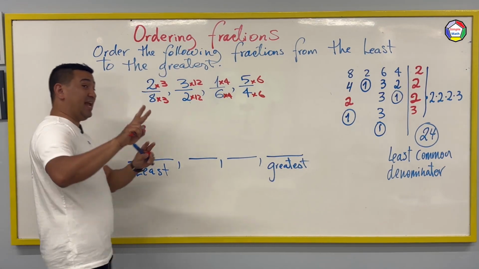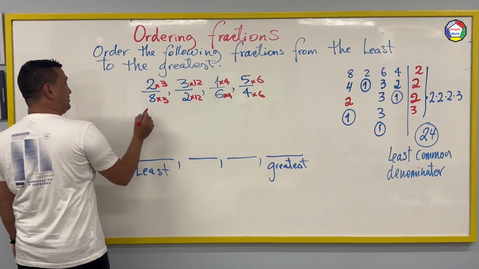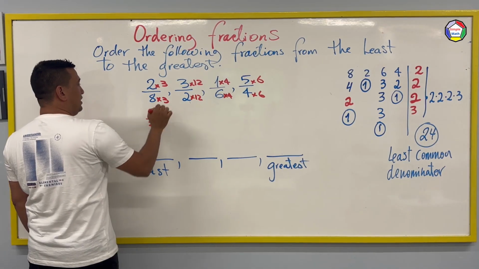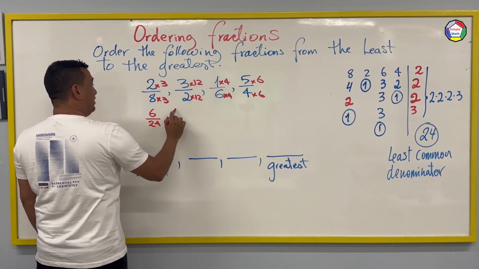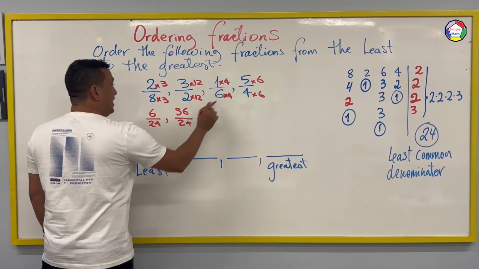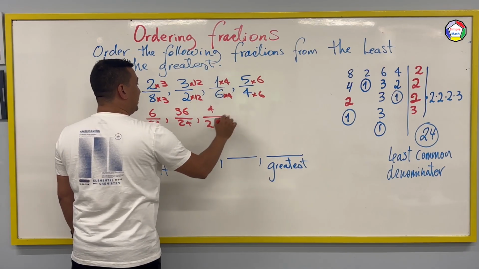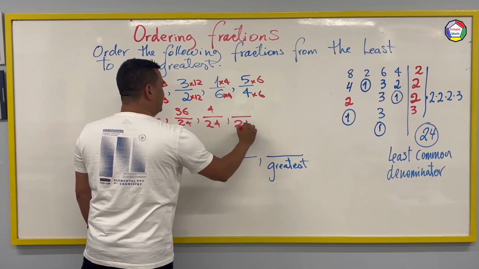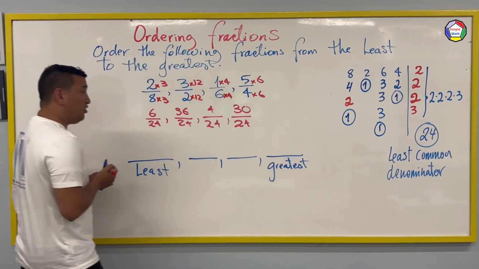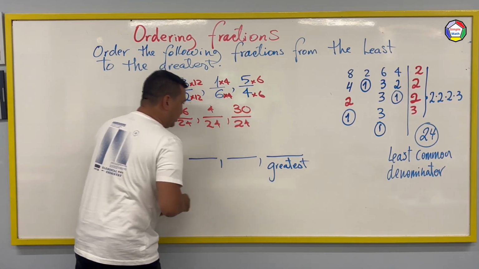Which are the new fractions that I have from this result? 2 times 3, 6. 6 over 24. 3 times 12 is 36. 2 times 12 is 24. 6 times 4 is 24. 1 times 4, 4. 4 times 6 is 24. 5 times 6, 30. Now it's time to organize based on these results.